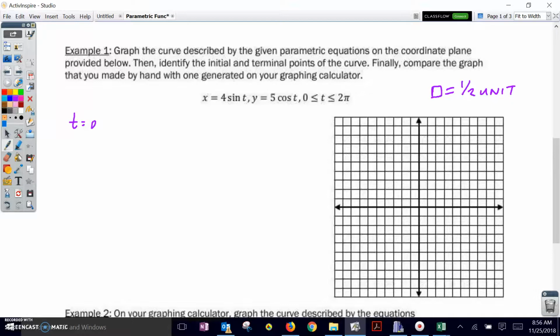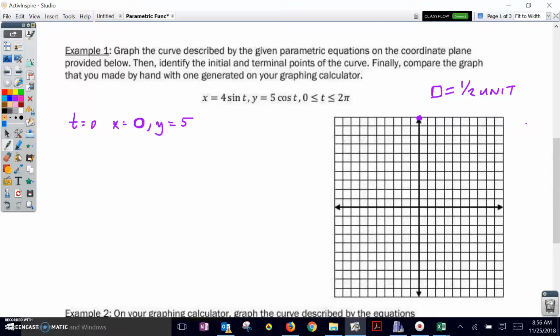At time 0, x is going to be equal to 4 times the sine of 0, which is 0, and y is going to be equal to 5 times the cosine of 0. Cosine of 0 is 1, and so 5 times 1 is 5. And so the initial point on this graph is the point 0, 5. I forgot I was using each block as a half a unit there. So we've got the point 0, 5.